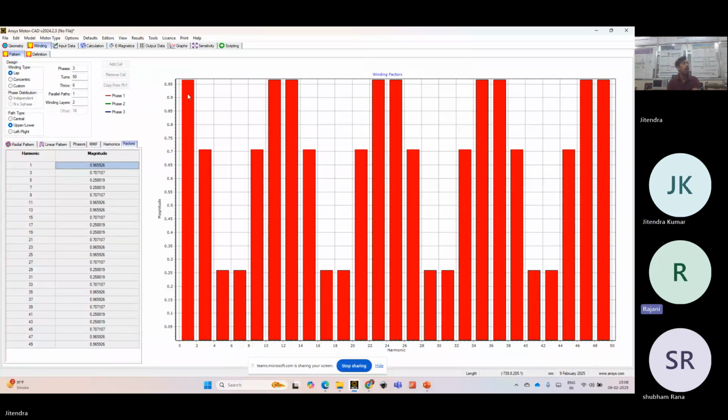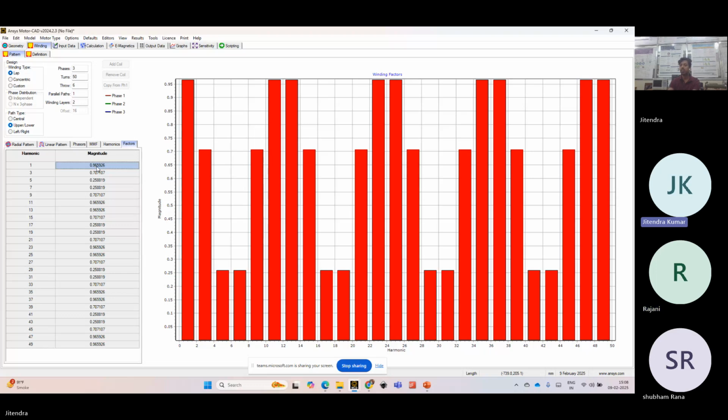So this is your winding factor, right? Winding factor is nothing but the multiplication of pitch factor into one other factor, right? The slot factor. Yes, exactly. If you multiply both the factors, you will get the winding factor.